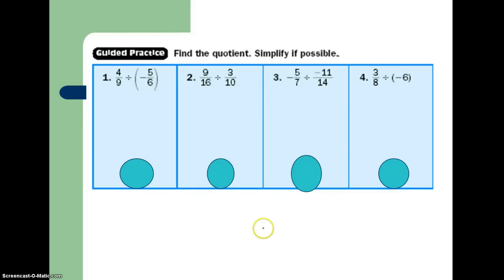Please pause the video and try 1 through 4 yourself, and then unpause the video to check your work. Remember the rule: same, change, flip.